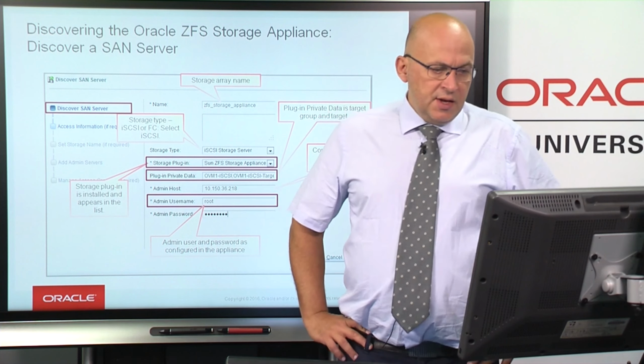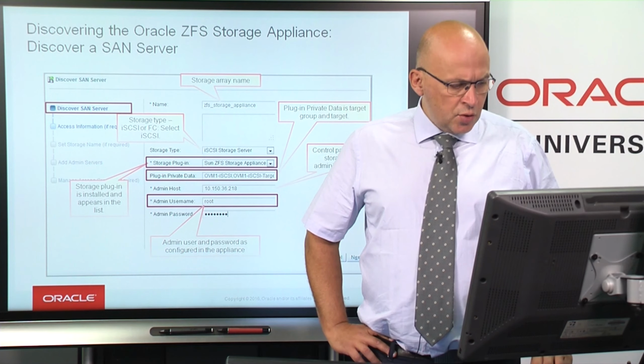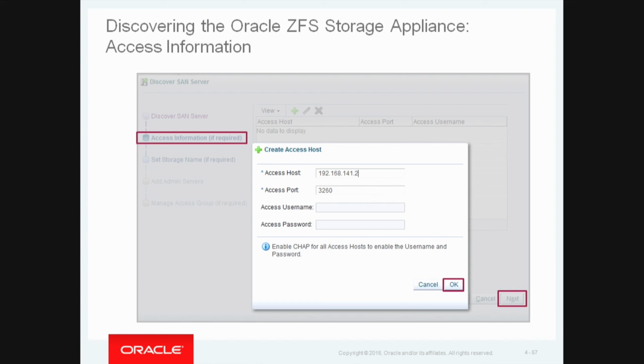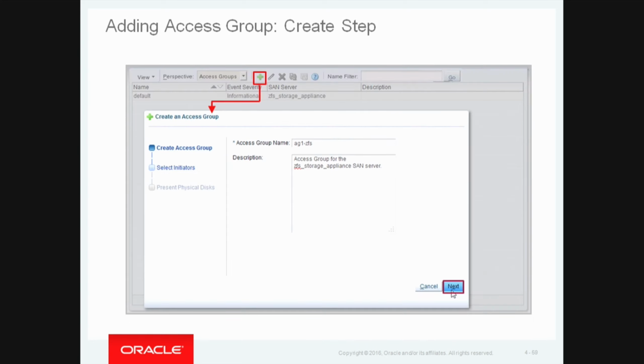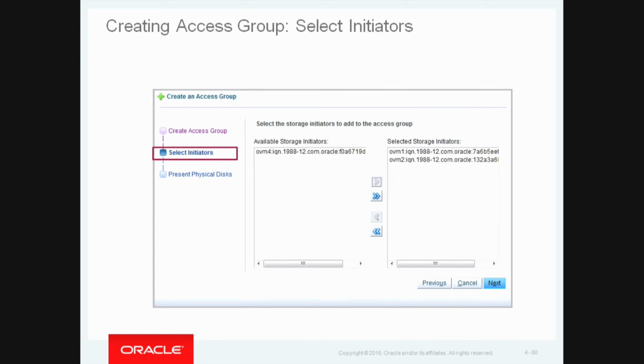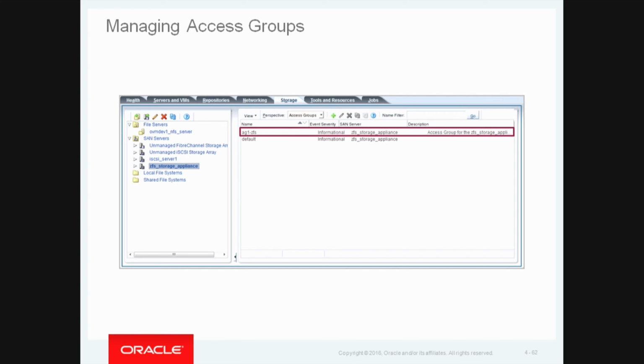And then you have to provide the target group and the targets that you have already created. An admin host, with information giving the admin capabilities of this appliance, and an access host, which has access capabilities to the ZFS appliance. And then you have to present some admin servers. And then you have to create access groups with the storage initiators in order to be able to use your physical disks that are coming from your ZFS appliance.